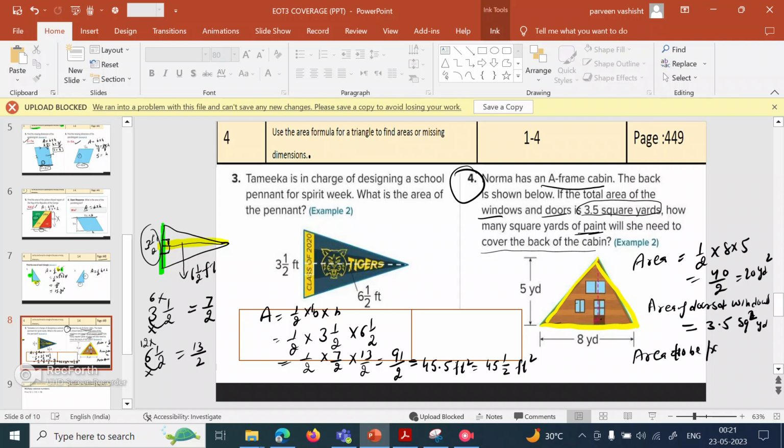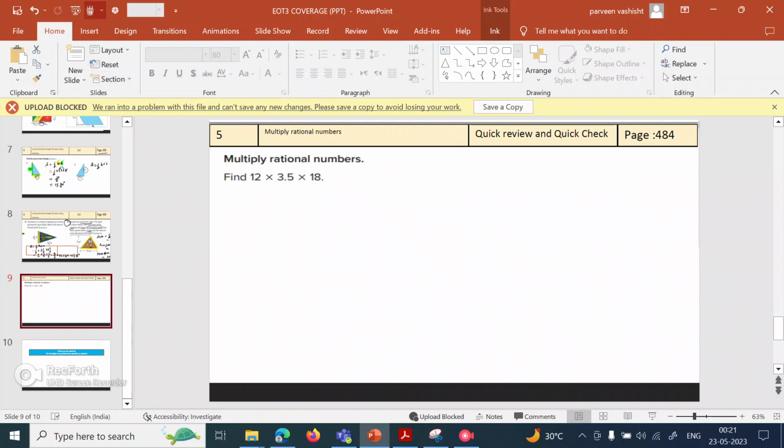So what will be the area to be painted? The area to be painted will be the total area minus the area of doors and windows. So how much will it be? 16.5 yards square will be the area which should be painted. Okay, dear students, I hope you understood it. So try to do the whole area of the triangle minus the area of doors and windows, which will be the area which should be painted.